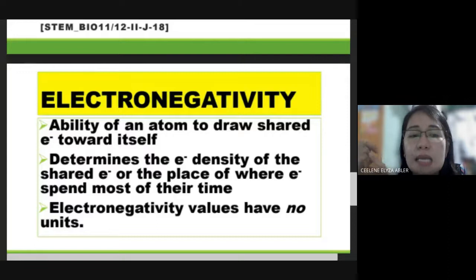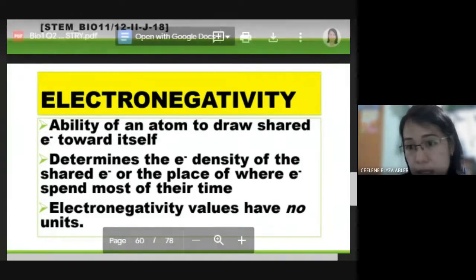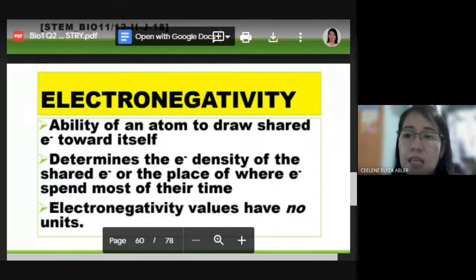So it's more likely because the electronegativity values are absolute numbers, so they have no units. Kapag magsabi ka, for example, you have your fluorine. Fluorine has a 4.0 electronegativity. You don't need another unit to mention the term 4.0.